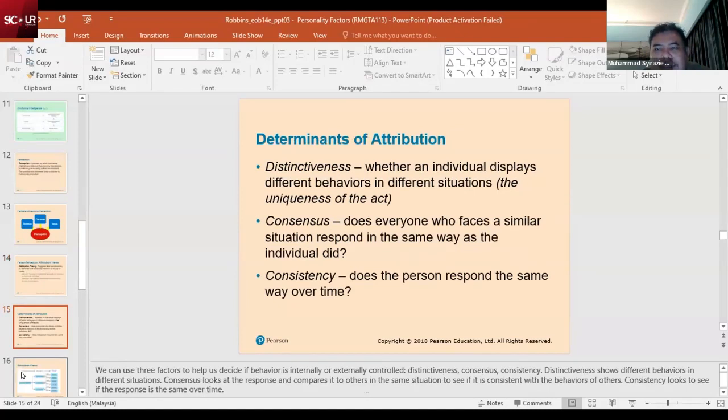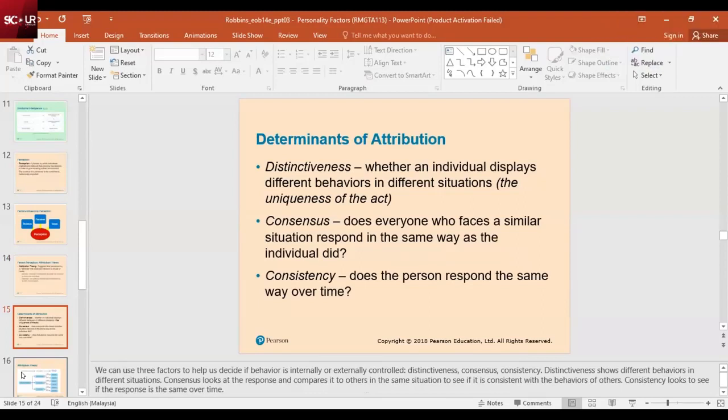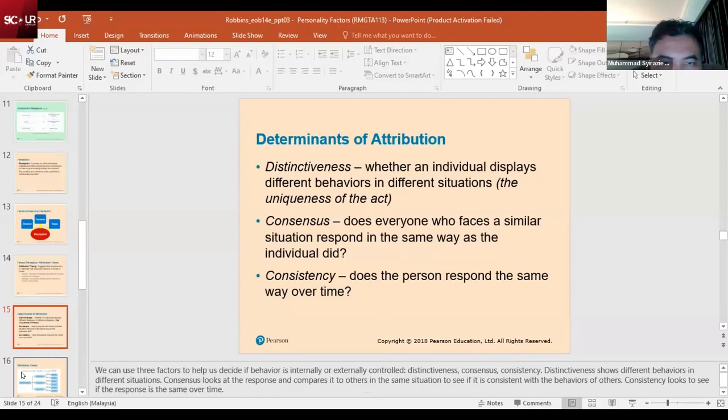How do we determine? Is my voice still okay? Okay. How do we determine that a particular behavior is externally caused or internally caused? You see a person behave in a certain way, and you want to judge whether this is external or internal. There are three factors you have to look at. Distinctiveness: whether an individual displays different behavior in different situations.